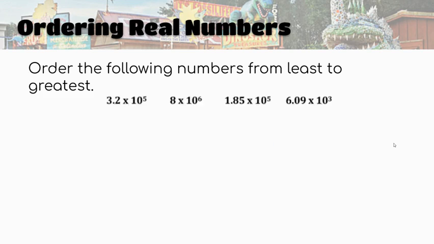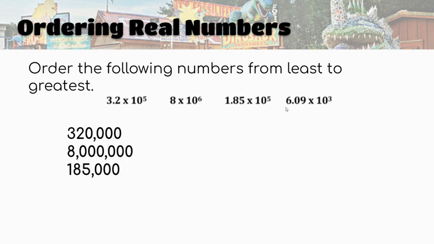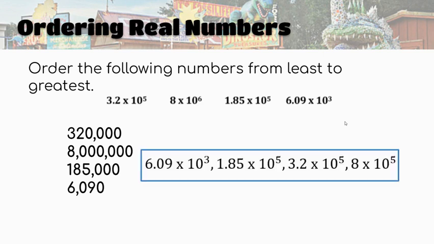For the next one, I have all these numbers in scientific notation. Well, when you are trying to put things in order that are in scientific notation, the easiest way to do this is to multiply all of these numbers out. So I would move my decimal 5 places to the right for this one and get 320,000. Here I would move my decimal 6 places to the right and get 8 million. Here I'd move my decimal to the right 5 times and get 185,000. And here I'd move my decimal to the right 3 times and get 6,090. So least to greatest, 6,090 is the smallest, then 185,000, then 320,000, then 8 million. So there it is in scientific notation.